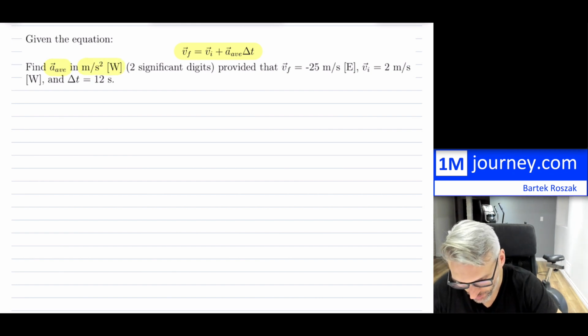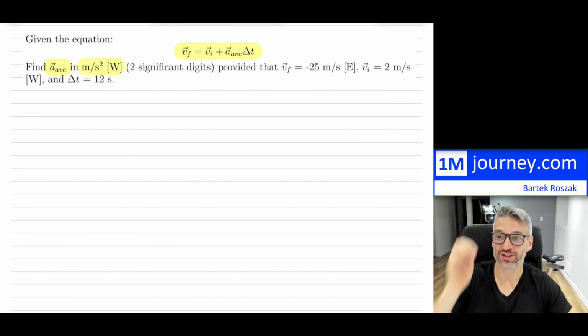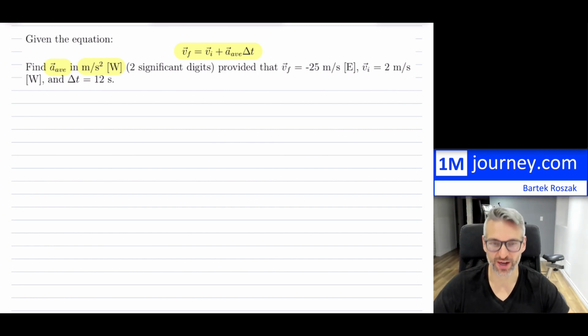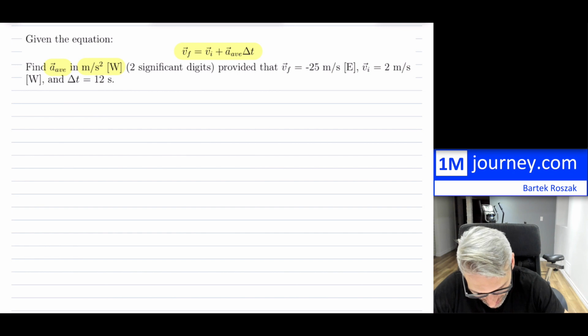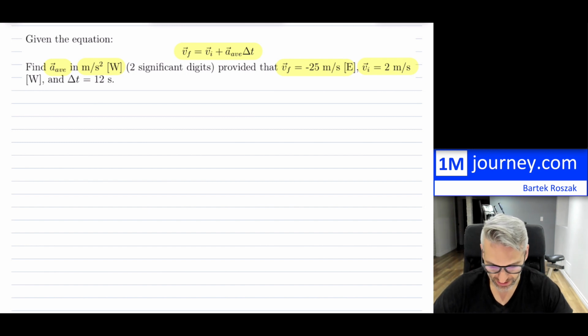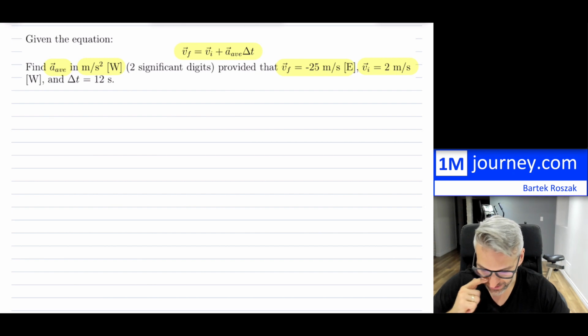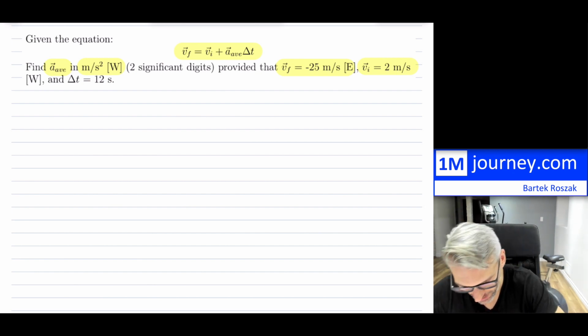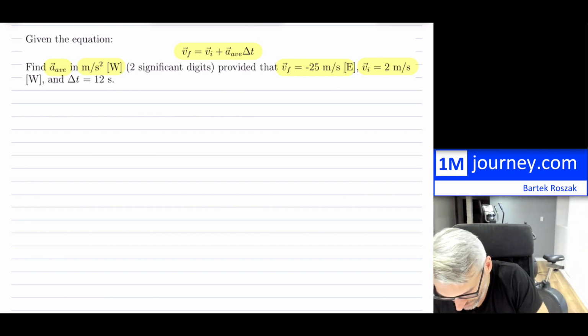So that's the goal. You can technically just use your average acceleration if you want, but I'm not going to do that, cheating. I'm going to use this equation because it forces us to learn how to manipulate the actual formula. Notice we have v final, that's negative 25 meters per second east. We have v initial, which is 2 meters per second west, and then we have the delta t. Let's write all of these down.